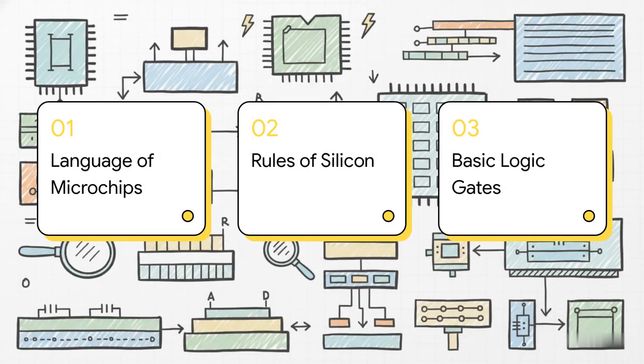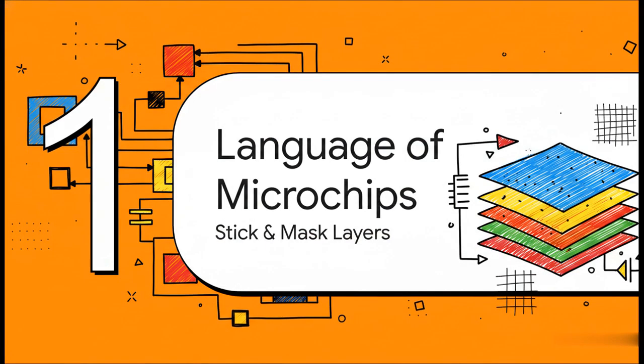So here is our roadmap for this explainer. Part 1, the language of microchips. Part 2, the rules of silicon. And finally, Part 3, building basic logic gates. Let's start with Part 1, the language of microchips, stick diagrams and mask layers.